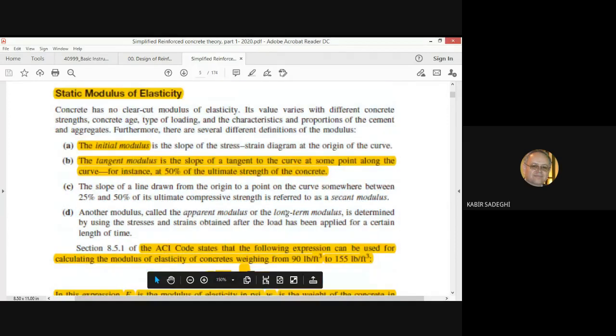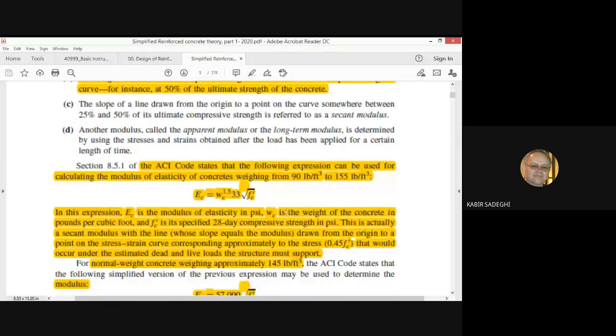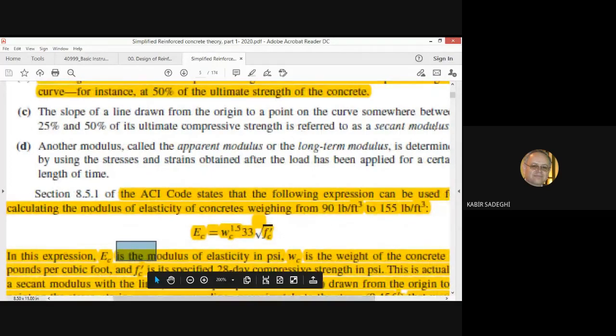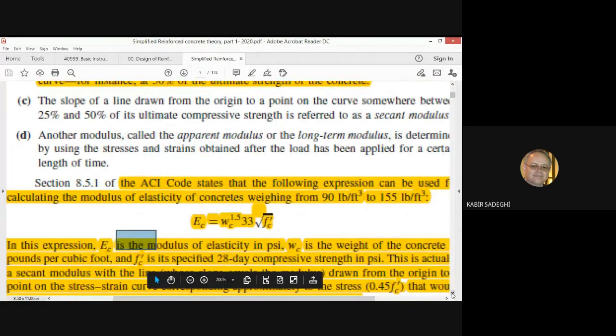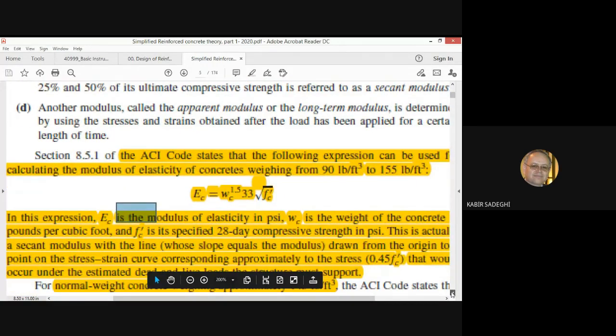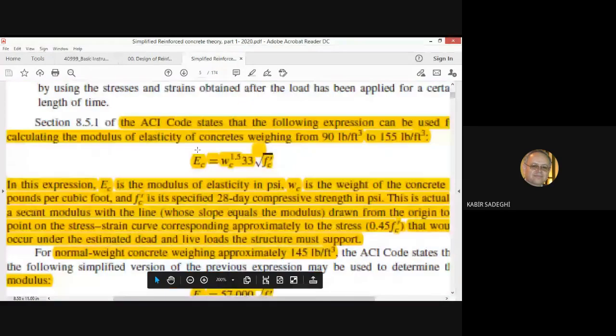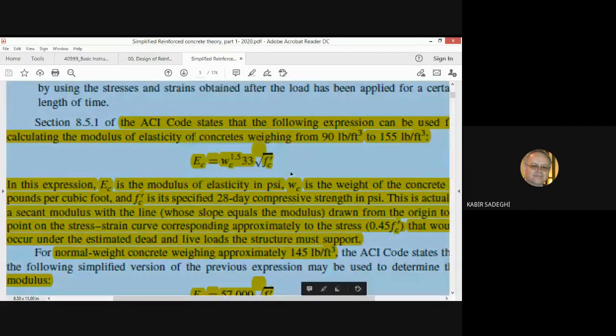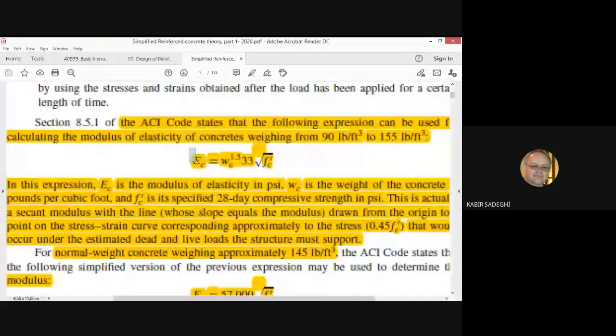Okay, how can we find that? Don't worry. The modulus of elasticity is given by ACI as a formula. This is the formula given by ACI: Ec equals Wc to the power 1.5 times the square root of f'c. Ec is the modulus of elasticity of concrete, defined in psi, pounds per square inch.